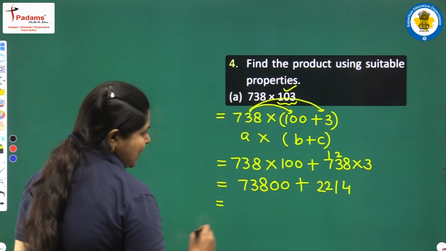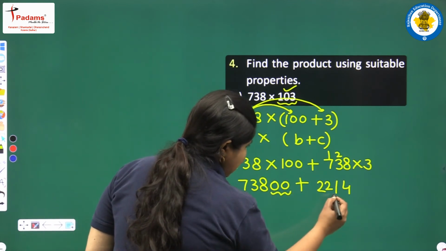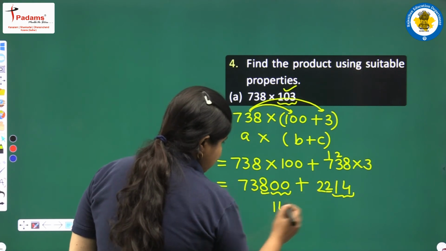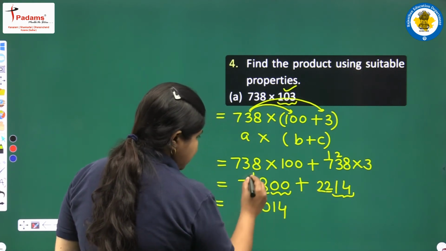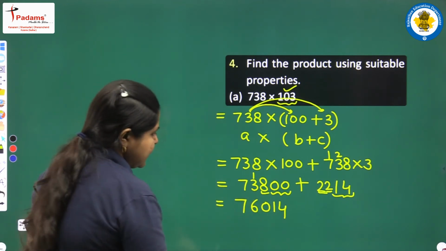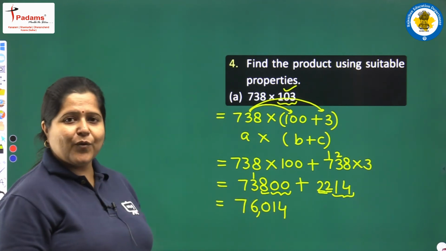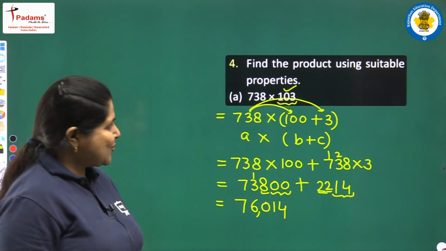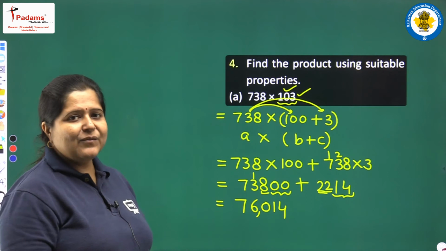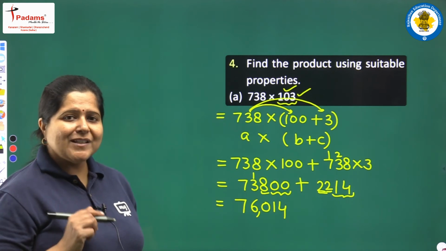Now we simply need to add 0, 0 and 14. We can write it as 14, then 8 and 2 it's 10, 1 carried, 4 and 2 it's 6. It will be 76,014.